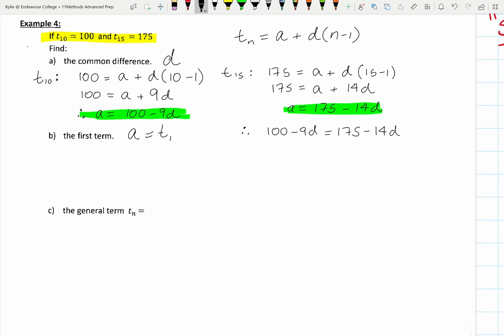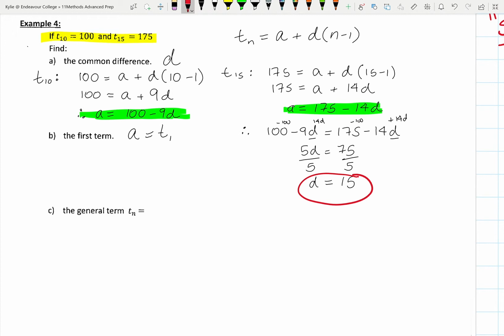And you can see now that we've got one equation with one unknown, which is D, so we can work it out from there. So I'm going to add 14D to both sides. Negative 9D plus 14D is 5D. I'm going to take 100 from both sides, and 5D equals 75. Divide by 5, so D equals 15. So that's the first thing we've been asked to calculate. D, our common difference, is 15.